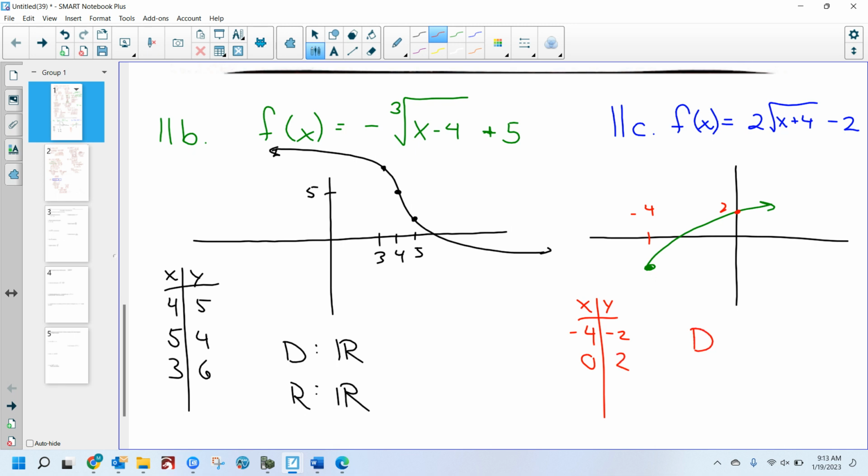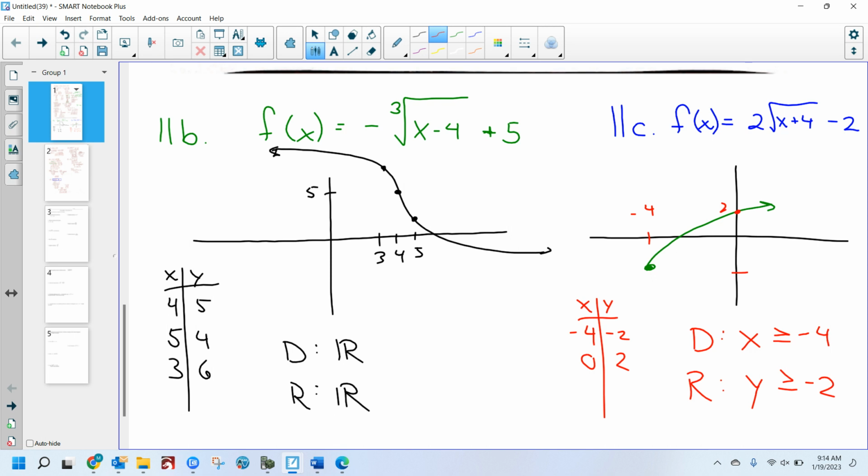Domain. Careful. Good. It starts at negative 4 and goes to the right. How do I write that with an inequality? X is greater than or equal to negative 4. Range. The y's start at negative 2 and go greater than or equal to negative 2. Make sense?